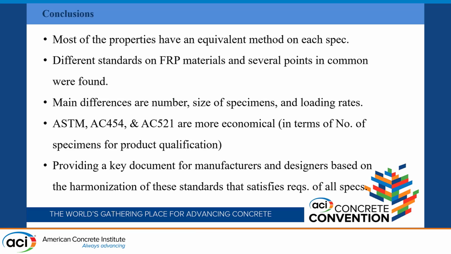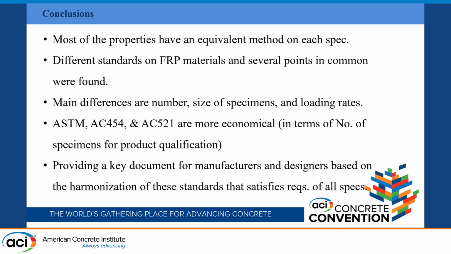And here I put some of the conclusions. This research is not yet published, so we may change some of these conclusions, or we may come up with some new things after we finalize the final document. Most of the properties have an equivalent method in each spec, though they may have different names for each of those characteristics. Even if we have different specifications on the FRP, there are still some points in common in terms of the number of specimens, the limit criteria, or the test methods.